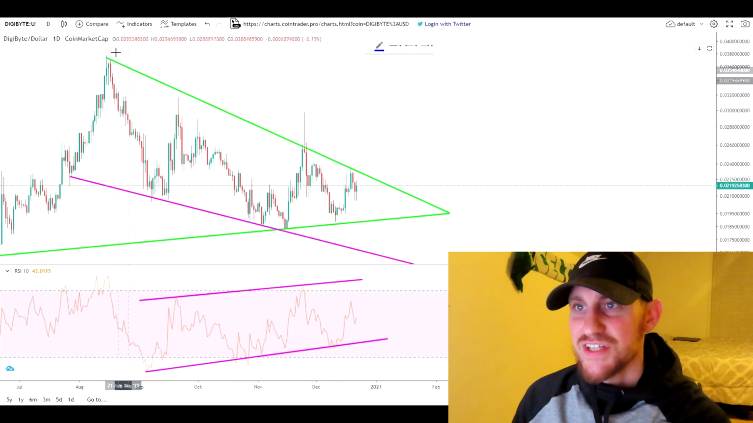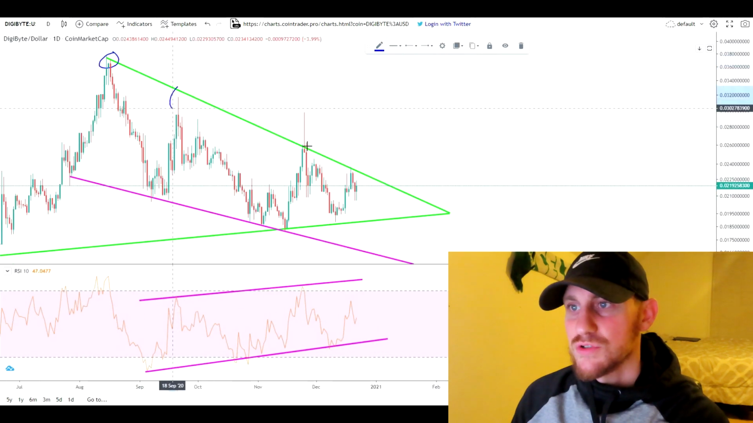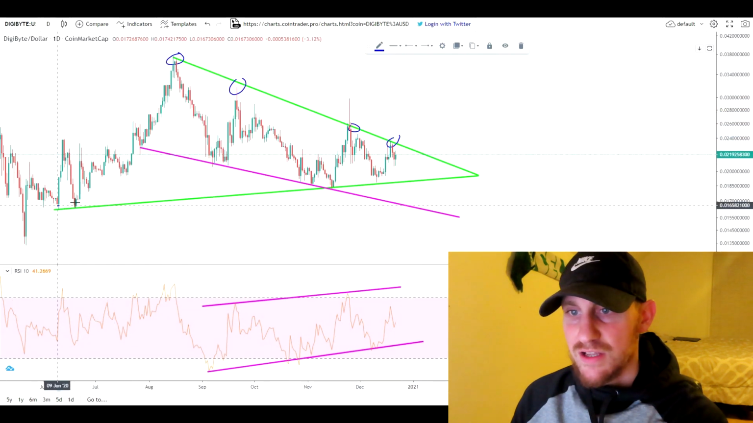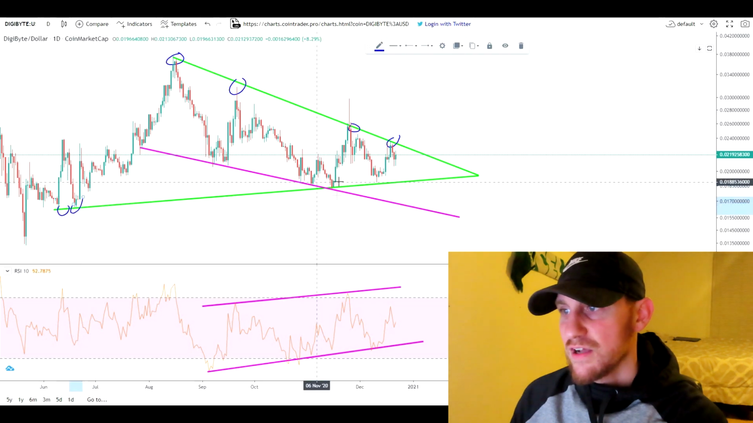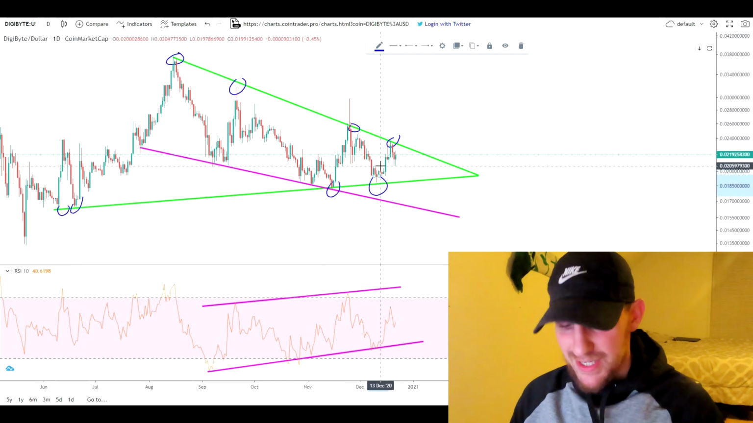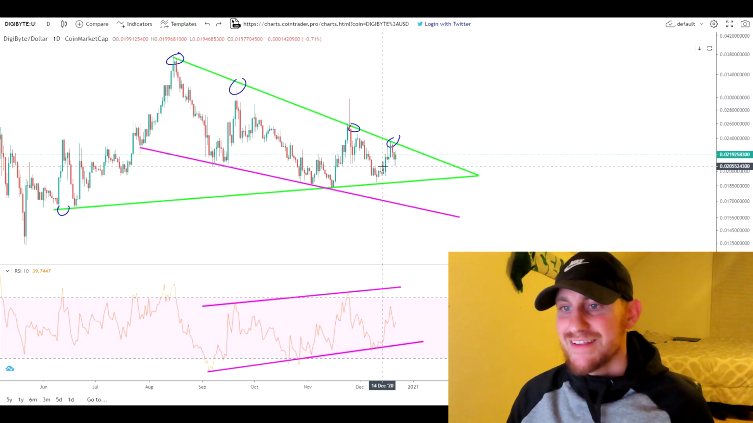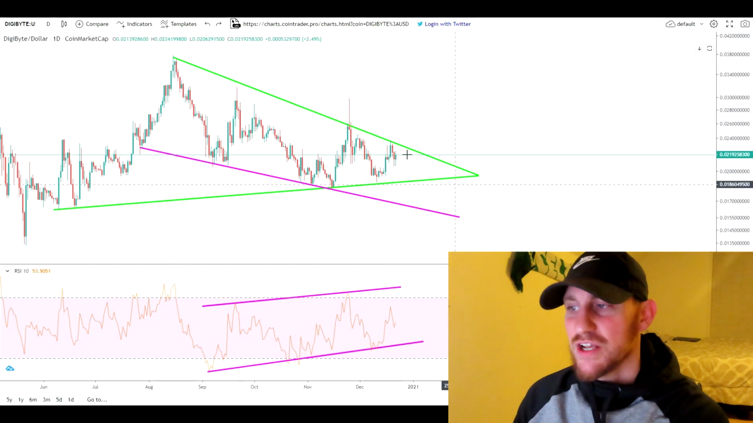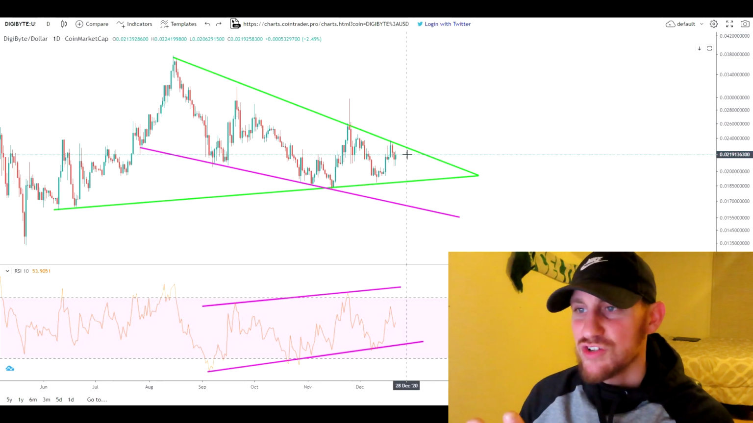We've had support and resistance on this thing multiple times in the past, right? And we've also had support on this thing once here, once here, once here, and once here. So you guys can see the symmetrical triangle that is there. And we also have this downwards channel that we could possibly be in. So two possible patterns we could be in.